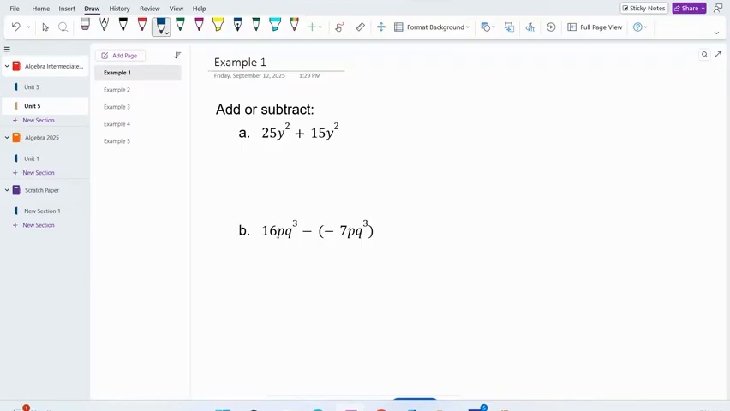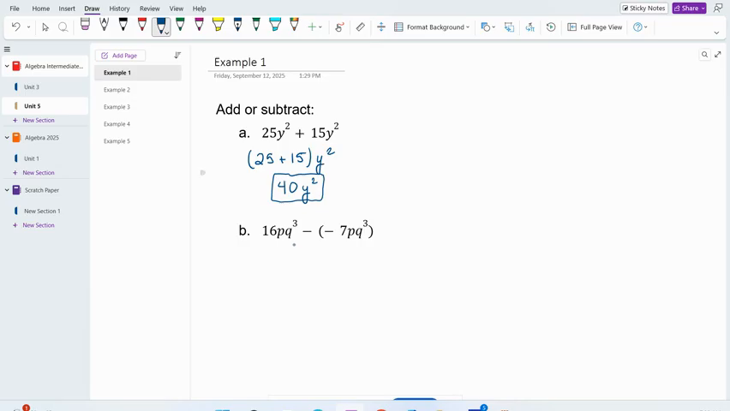We have 25y squared plus 15y squared. So we can think about this just as 25 plus 15 y squared. 25 plus 15 is 40, so we have 40y squared. So we're just putting those terms together. And these can be as complex as you want them to be.